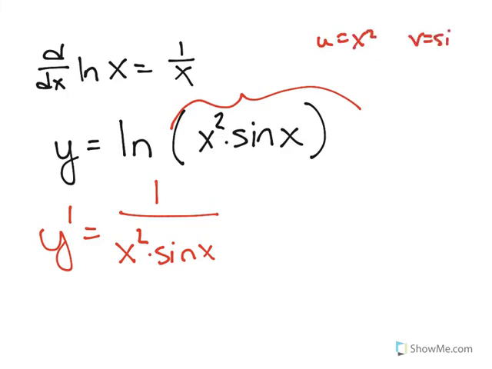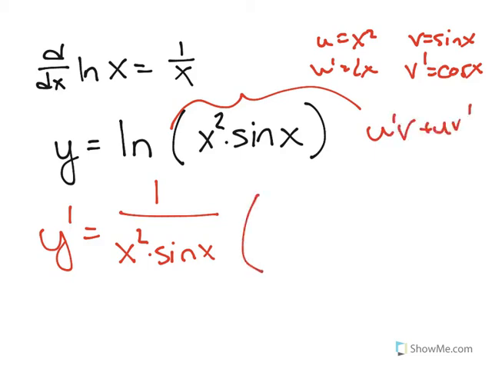v is sine of x, u prime is 2x, v prime is cosine of x, and product rule is u prime v plus u v prime. So it's equal to that times u prime v plus u v prime. And that answer is good enough for now.